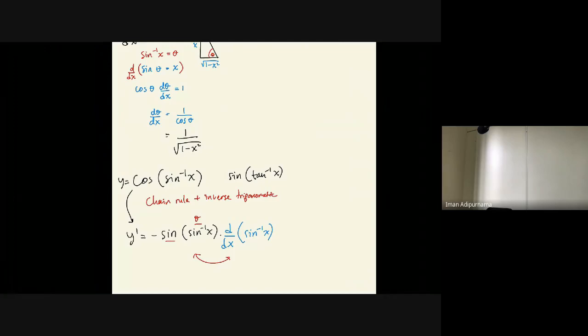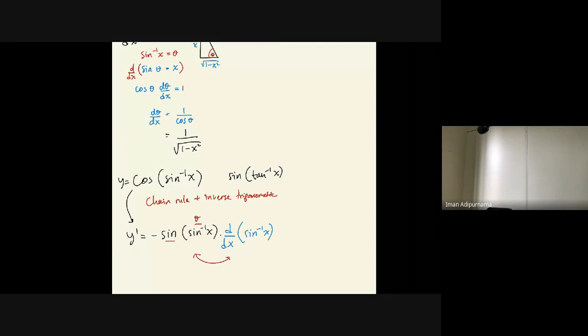So it's like the chain rule. You have a function inside a function, like a regular chain rule. So for this whole outside function, you derive it: the cosine becomes negative sine. You can have anything inside here, but in this case, this is the function. And we need to multiply with the inside function, which is the d/dx of sine inverse.